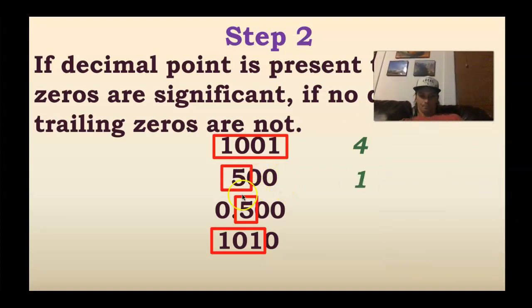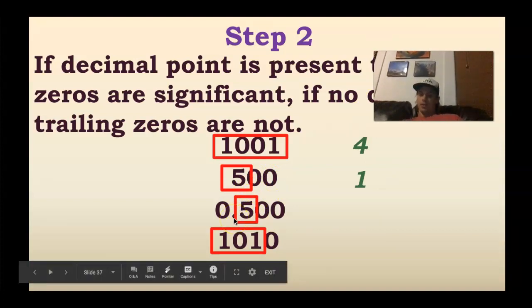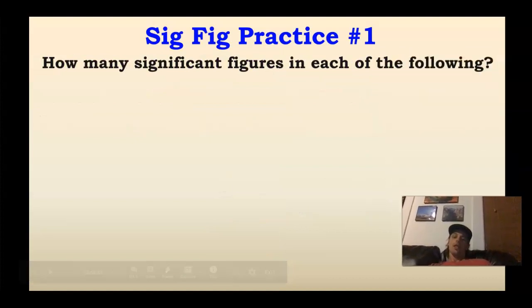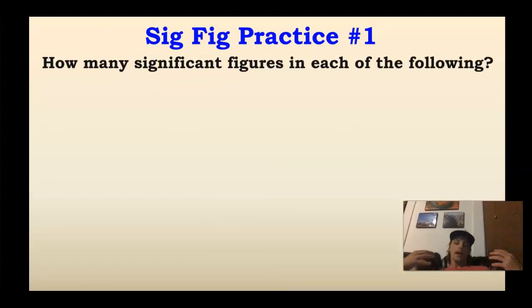Number 3. Is there a decimal? Yes, right here. It's kind of covered up, but hopefully you can see it. Therefore, what's after the box is significant. So I have 1, 2, 3 sig figs. Okay? Last one, is a decimal point present? No. Therefore, what's after the box is not significant. 3 sig figs. Okay? All right. So those are our sig fig rules. We're going to practice a few, and then I'm going to show you what to do on your homework.